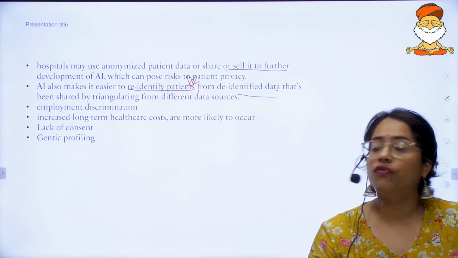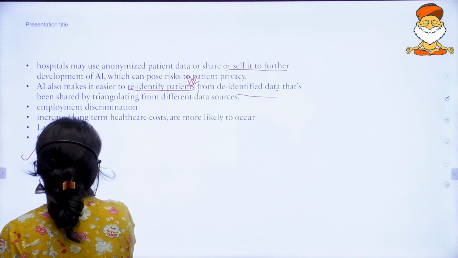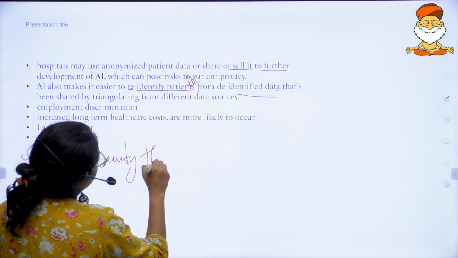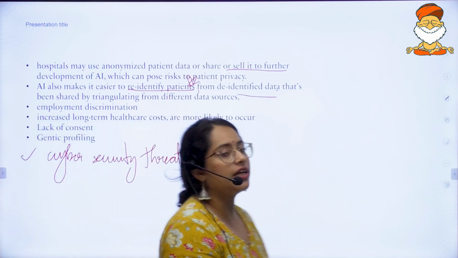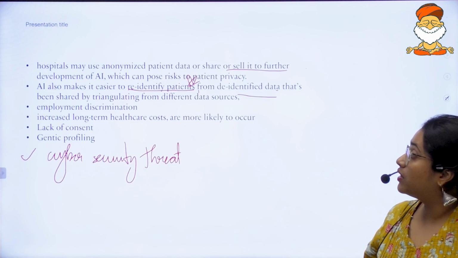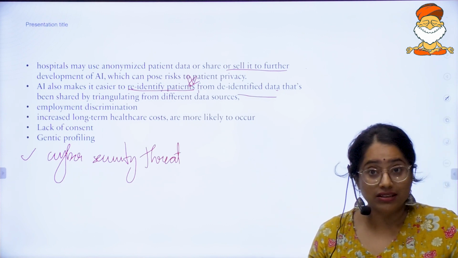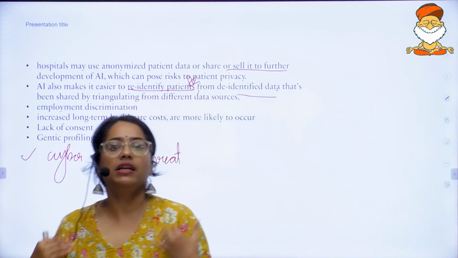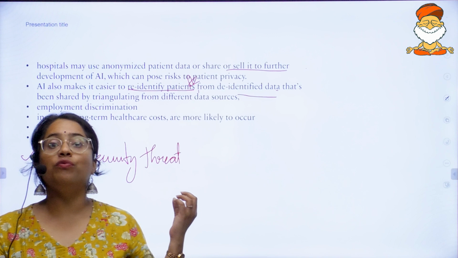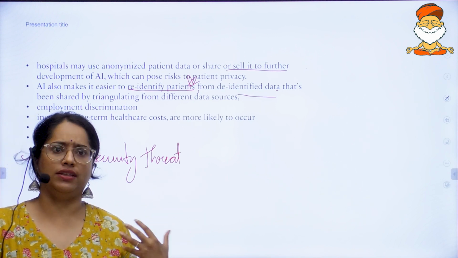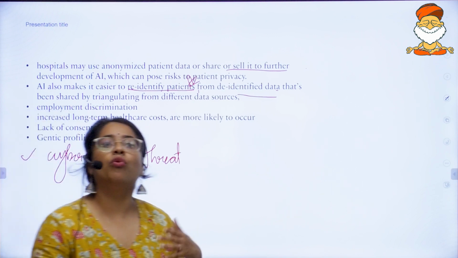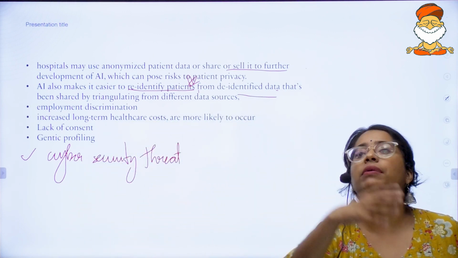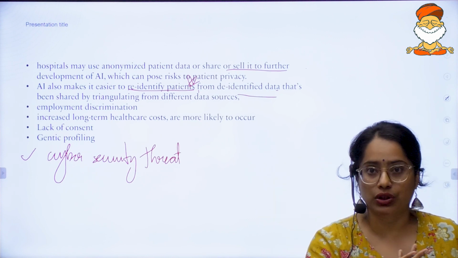Now, if the data gets into some kind of cyber security threat and it gets leaked, that is also causing a threat to patient privacy. Then further, employment discrimination can happen. You always assume that your health data is something very private to you. But what if, for a particular job, they want a person who can stay awake all night? Then they will be looking into your vital stats and everything, and you can be discriminated against on several grounds based on this.